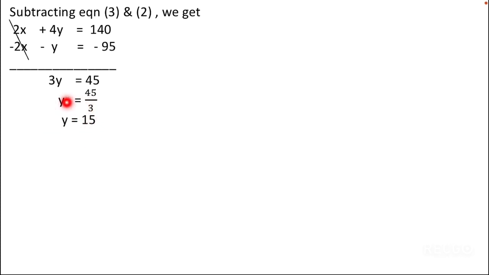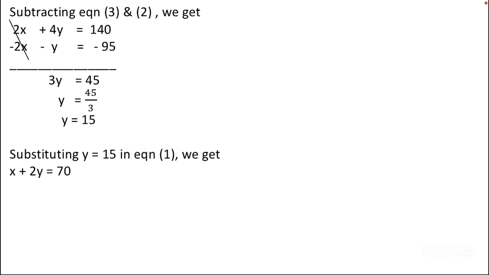So now what we will do is we will substitute the value of y in any of the previous equations. So I am substituting it in equation 1. You can substitute in any equation. So equation 1 is x plus 2y is equal to 70. So we have x plus 2 into 15, that is 30, which is equal to 70. So x is equal to 70 minus 30. So our x is equal to 40. So now we got our x as 40 and y as 15.